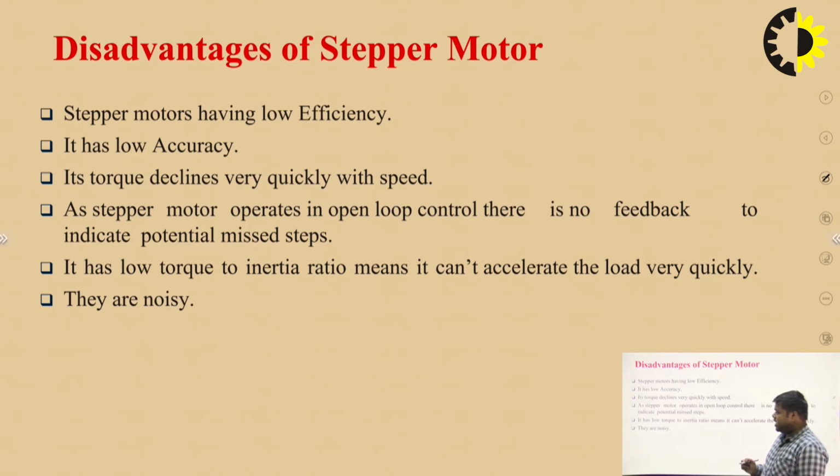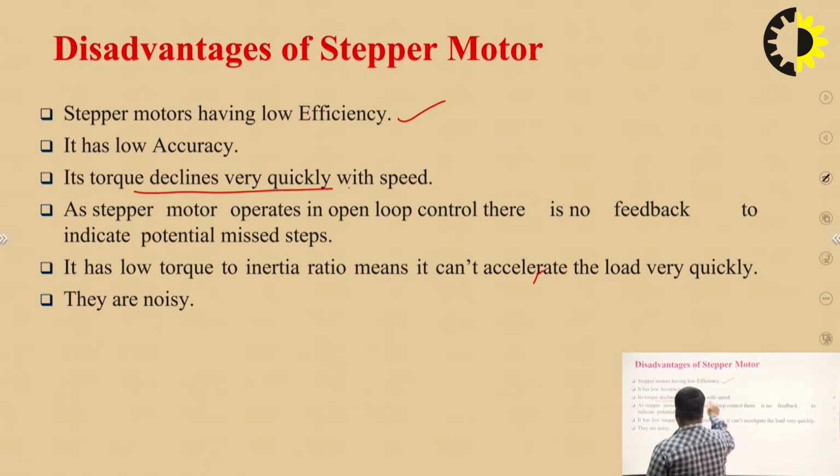Stepper motors have low efficiency. They have low accuracy in some applications when we require a large response of different connected loads, so it has low accuracy. The torque declines very quickly with speed. This is the major disadvantage while we see the stepper motor.